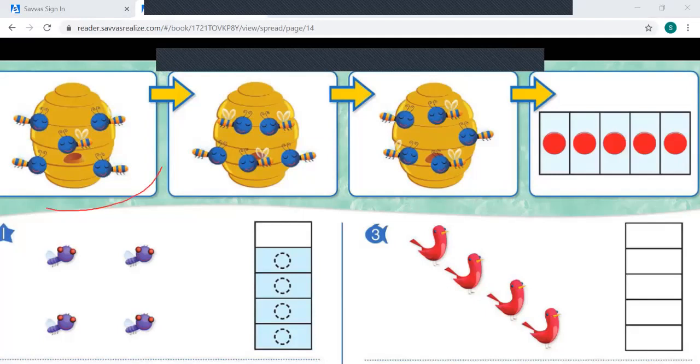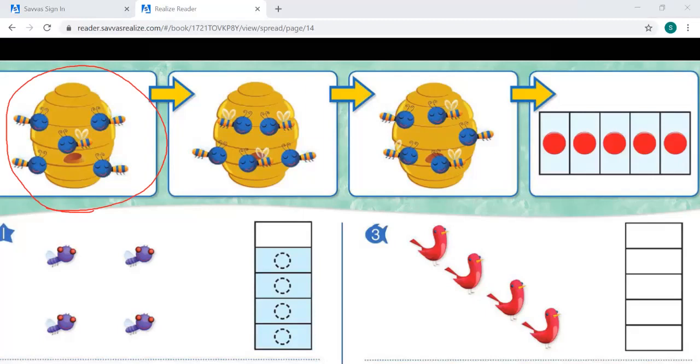Okay, let's look up here at this box. The beekeeper needs to know how many bees he has. How many bees are there? There are 5. How do you know?